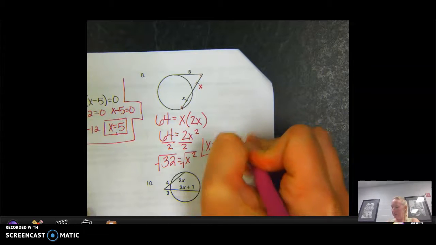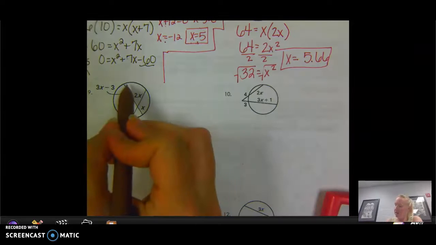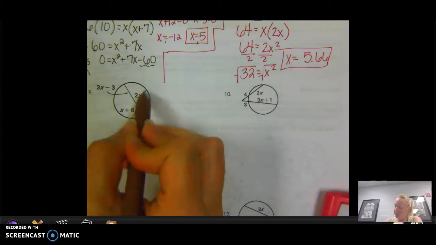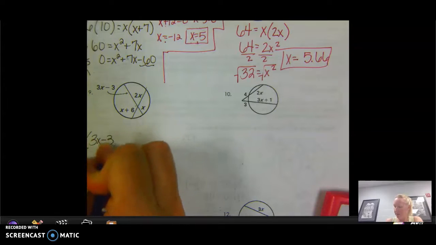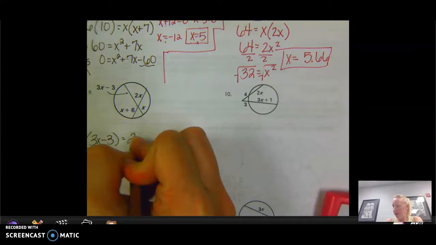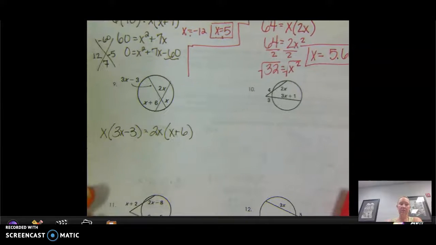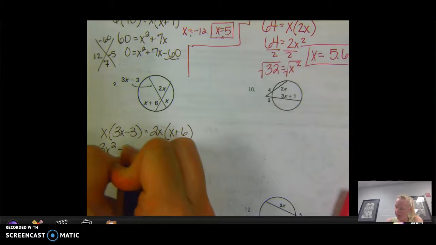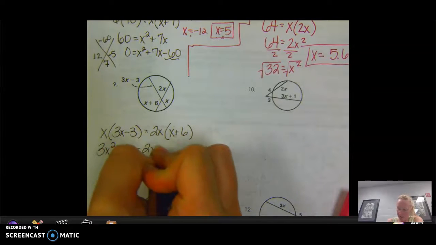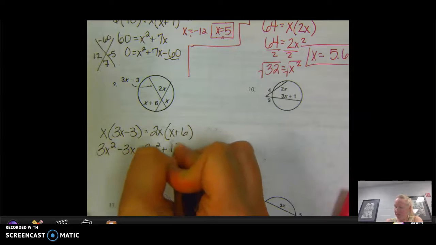5.66 rounded to the nearest hundredth. All right, next one. This piece times this piece equals this piece times this piece. So x times 3x minus 3 equals 2x times x plus 6. So now I need to go through and distribute. So I get 3x squared minus 3x equals 2x squared plus 12x.